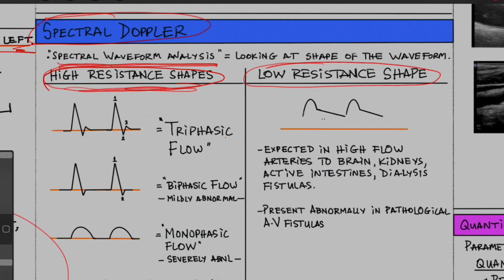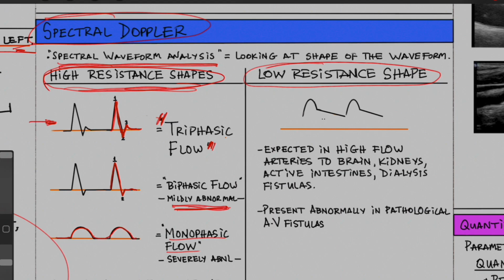A normal tracing would look like this. Triphasic flow. Triphasic. And it goes 1, 2, 3. So the flow is forwards and then backwards a little bit, then rebounds and goes forwards. And that's thought of as a normal flow pattern. A mildly abnormal flow pattern would be biphasic flow, forwards, backwards a little bit, never goes forwards again. In my experience, this is super non-specific, but anyway, that's mildly abnormal. And then the dreaded monophasic flow just goes up slowly.